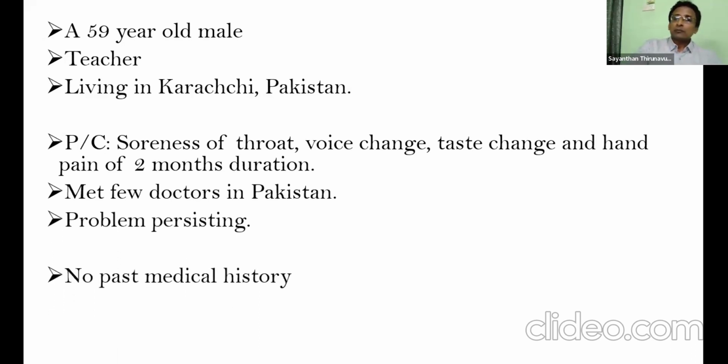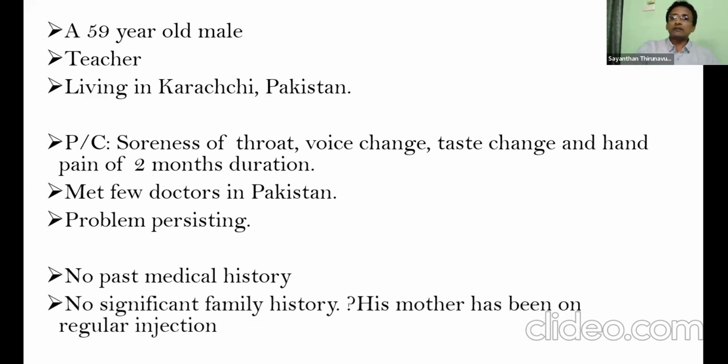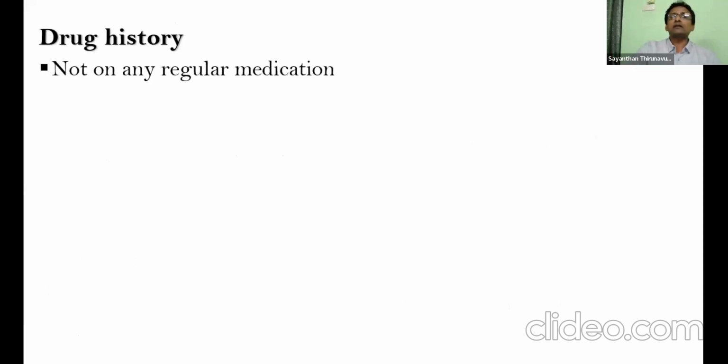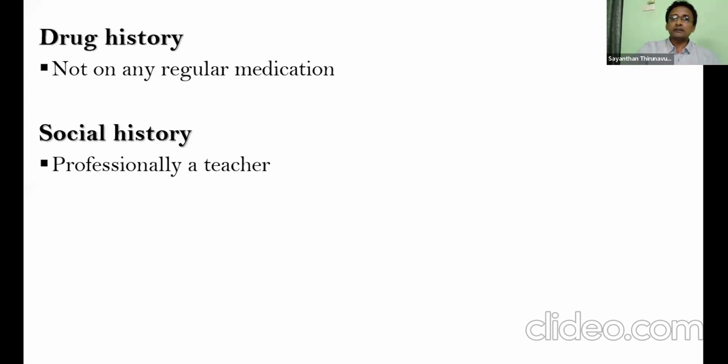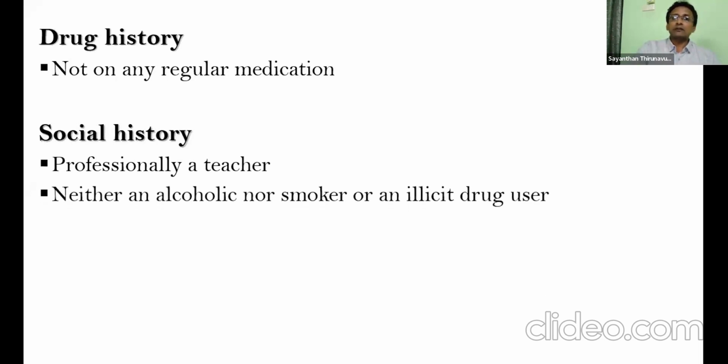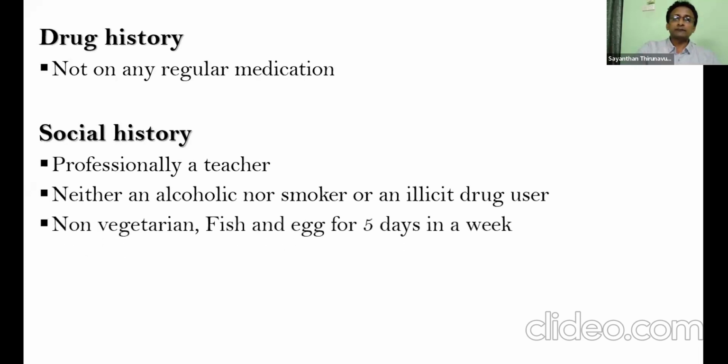There was no past history and no significant family history, but one thing he remembers: his mother had been on regular injections, but he's not aware what they were, and his mother is no more living. He's not on any regular medication. Socially, he's a teacher, neither an alcoholic, smoker nor illicit drug user, and he's a non-vegetarian. He consumed fish and egg 5 days a week, meat once a week.